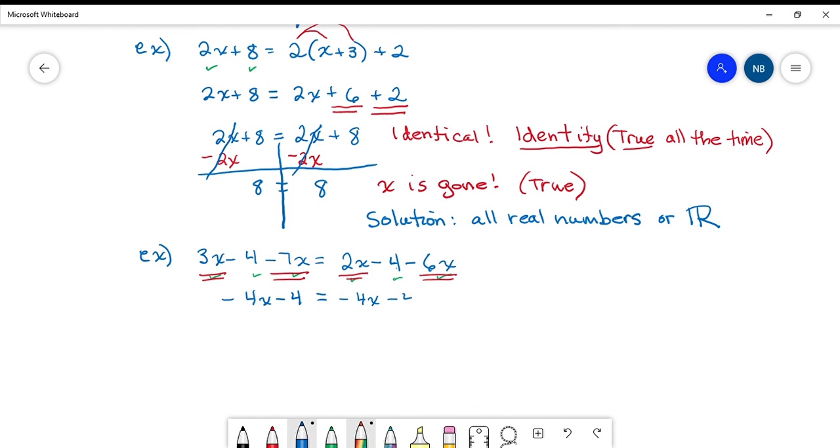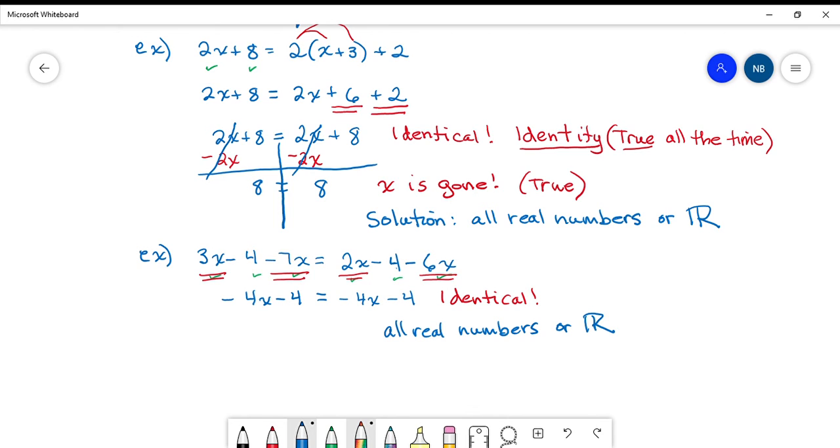Recopy the minus 4, and stop and look at the equation. It says negative 4x minus 4 equals negative 4x minus 4. Duh. They're identical. Of course they're equal. Identical. So this is called an identity, and the solution is all real numbers. Or that big R with the double back.